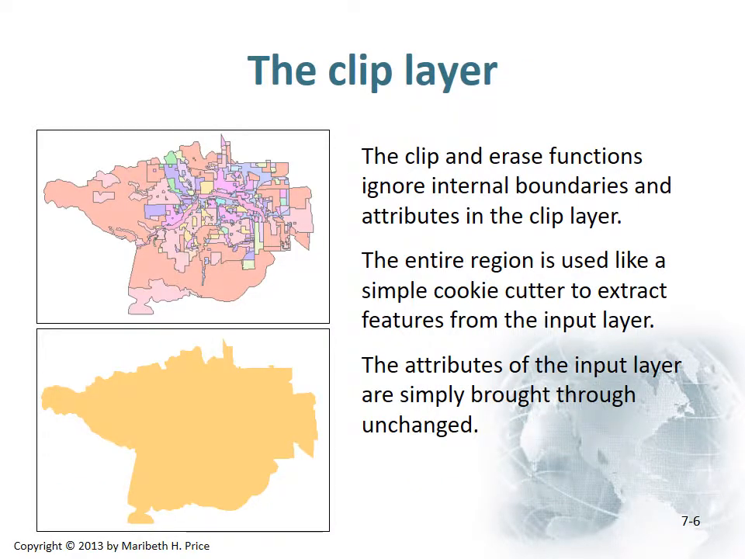So by default, clip and erase are going to use the maximum boundary of the polygon set that you use as either the clip or erase data set. So in this case, we see above a complex set of polygons describing an urban area. If you use clip or erase, it's going to ignore all the internal geometry. It's going to use just the external boundary of that entire polygon set, and that will be what's used for the clip or erase function.